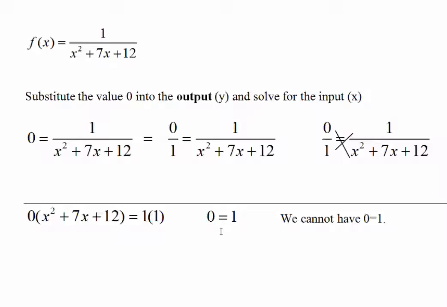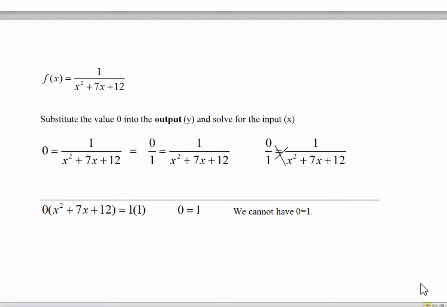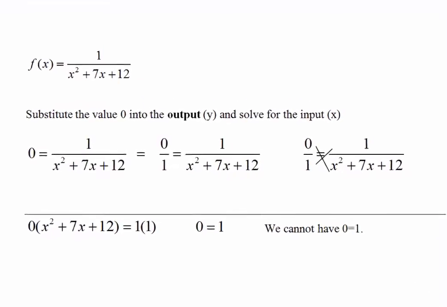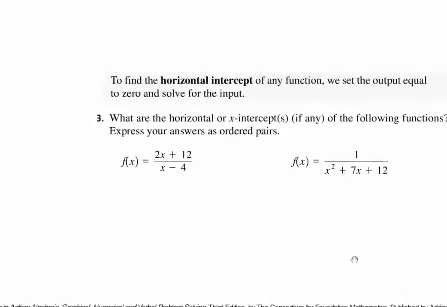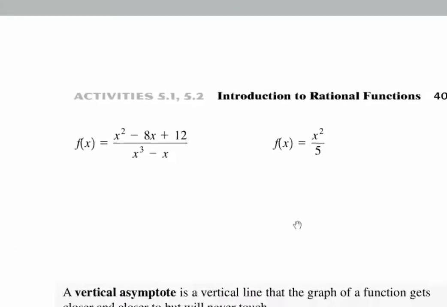Well, that's a contradiction, right? We know 0 does not equal 1. So there's no solution here in terms of a horizontal intercept. So we can just say there is no horizontal intercept. So again, we can simply say the horizontal intercept does not exist. So let's look at the next two problems.